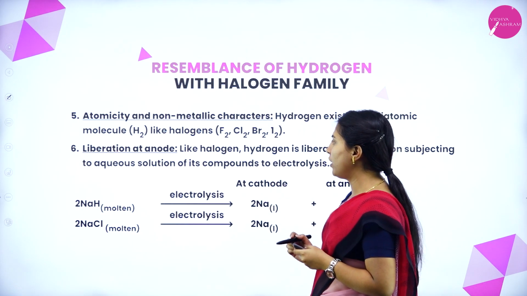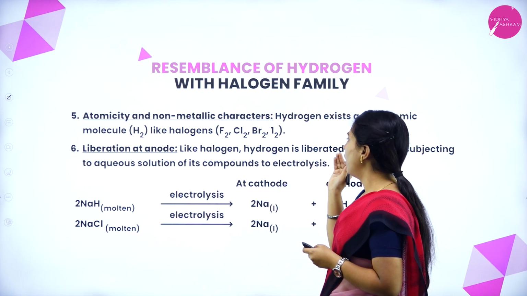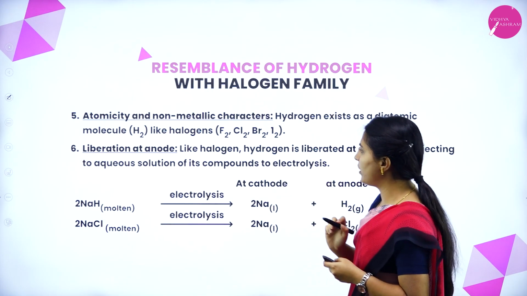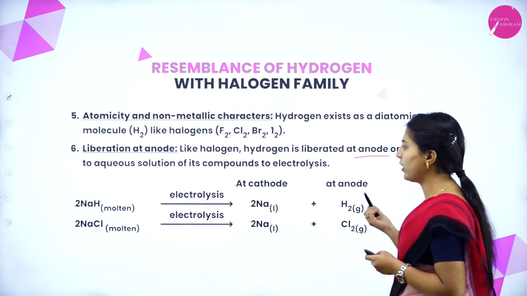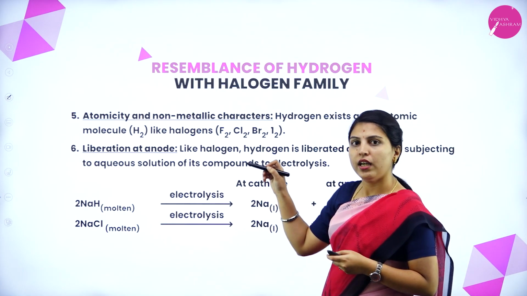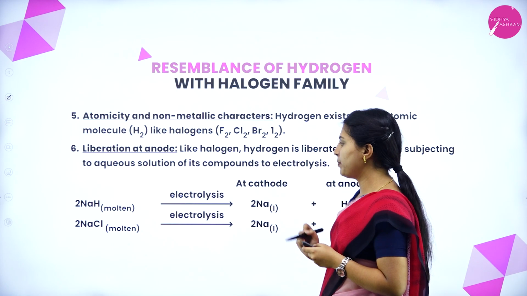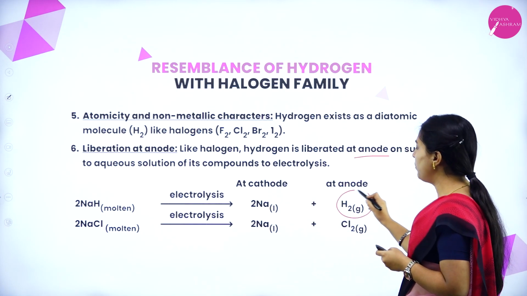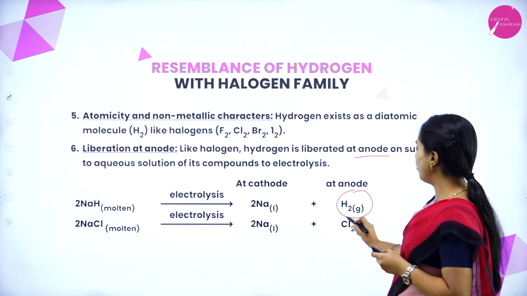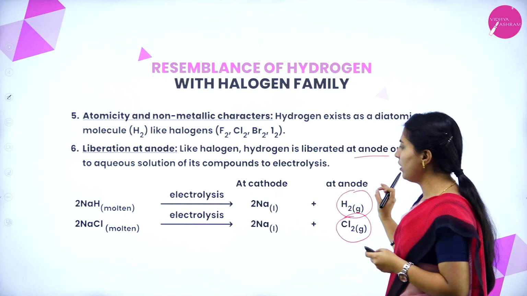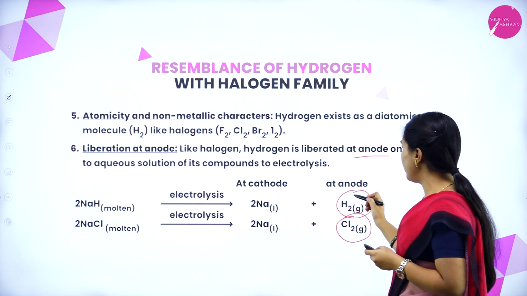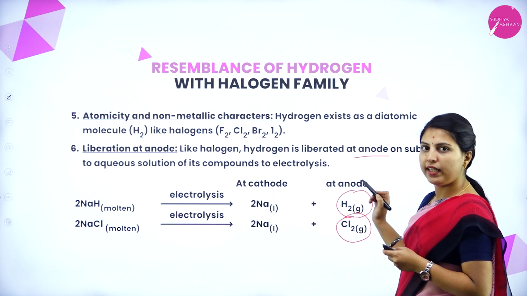Next, liberation at anode. Like halogen, hydrogen is liberated at the anode on subjecting the aqueous solution of its compounds to electrolysis also. Whenever the electrolysis of some compound is done in the molten state, there is a chance of hydrogen being liberated at the anode also, like halogen. This is another concept. When the electrolysis is done in the molten state, H2 will be present at the anode.